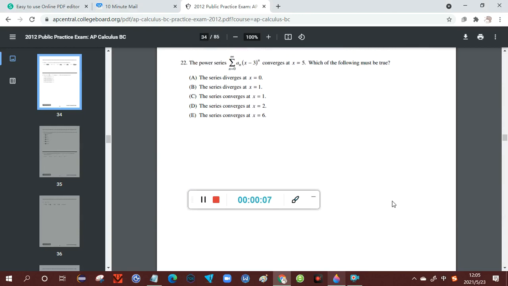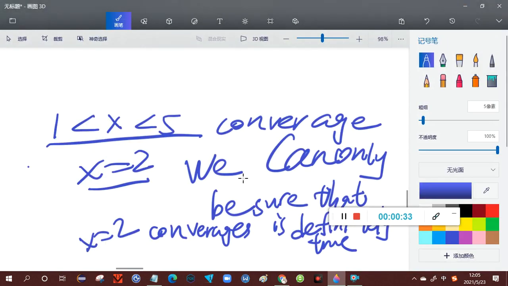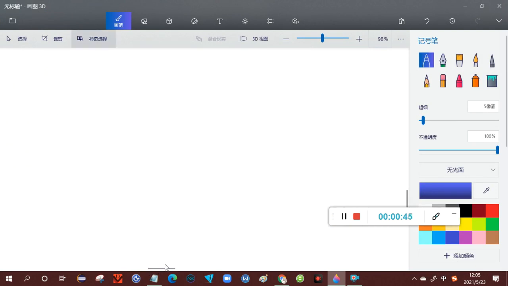Let's continue working on the rest of the problems for the AP Calculus BC. In this problem on power series, the series converges at x equal to 5. Which of the following must be true? Since it converges at 5 and we find x minus 3, we can know that x equal to 3 is the center. Then we can make sure that this is the range. This is what we can only show based on the problem. We can only be sure that 1 less than x less than or equal to 5 is 100% correct.